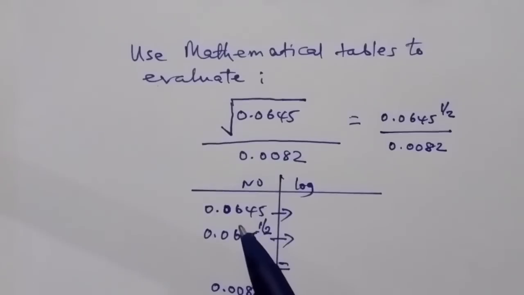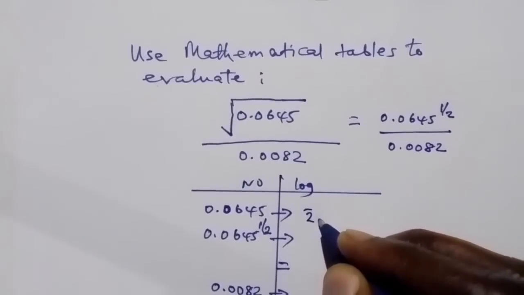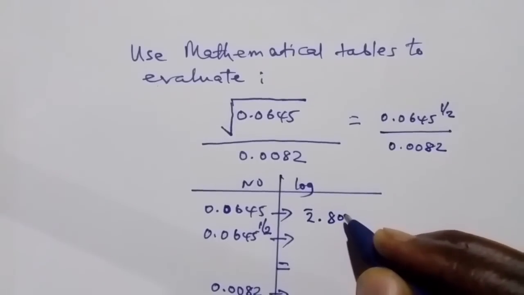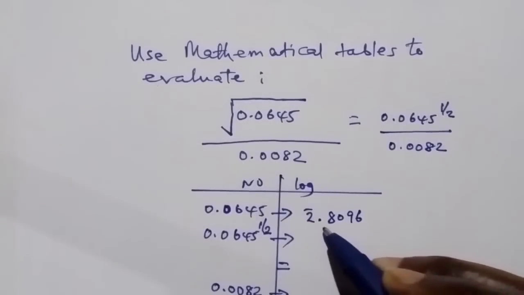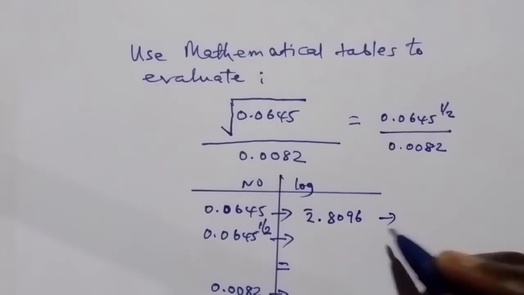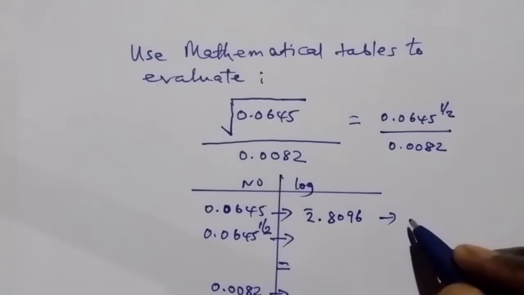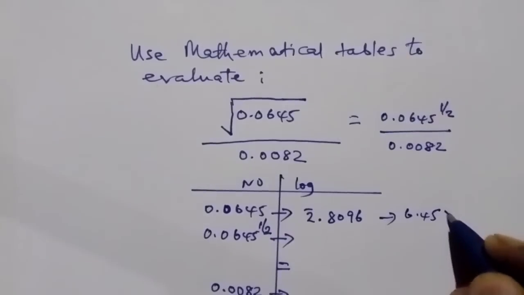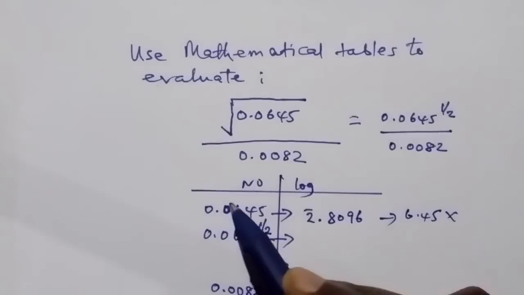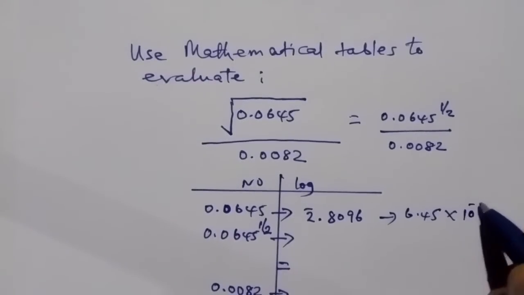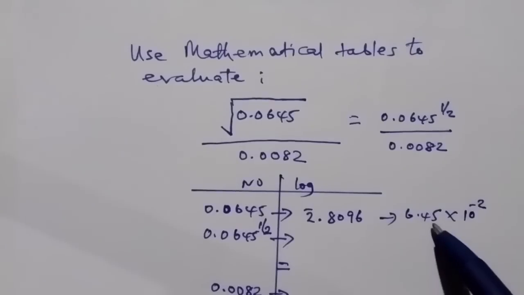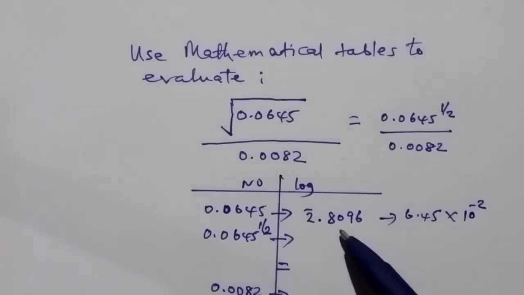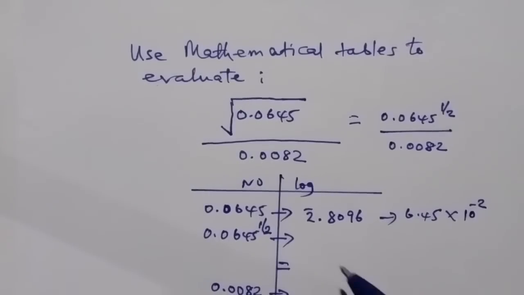From the log table, the log of 0.0645 is bar 2.8096. How do we get bar 2.8096? 0.0645 can be written in standard form as 6.45 times 10 power negative 2. So negative 2 is the bar 2 here. Then we get the log of 6.45 from the log table, and it is 0.8096.